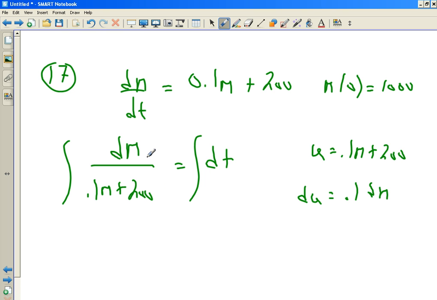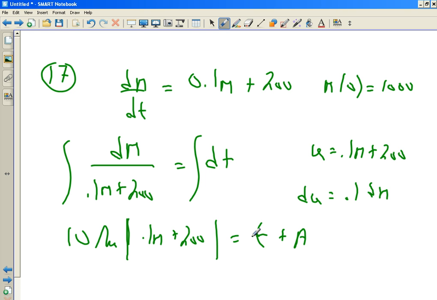I'm going to replace dm with 10 du's, so it's 10 du over u. What's the integral of 1 over u du? ln absolute u, right? That was u, wasn't it? This is just u sub, man. This is your favorite u sub. You brought it up a minute ago with ln. Equals what? t plus a constant.